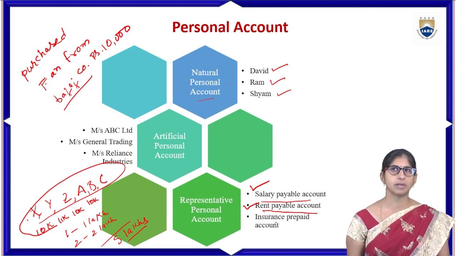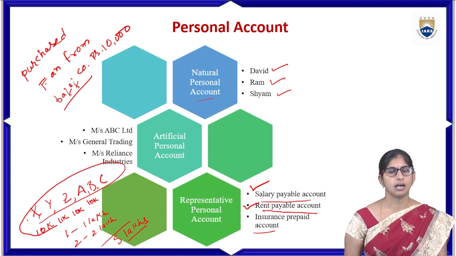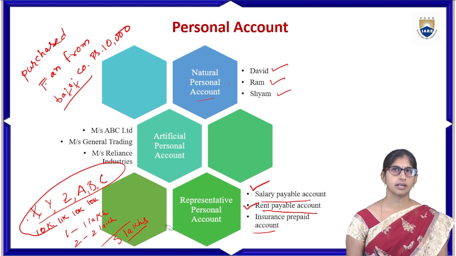And the insurance prepaid account. How many insurances do we have for the business? For furniture, I have one kind of insurance. For machinery I have one, and for fire and theft I have one. So all these come under the insurance prepaid account. So these are all representative personal account items.